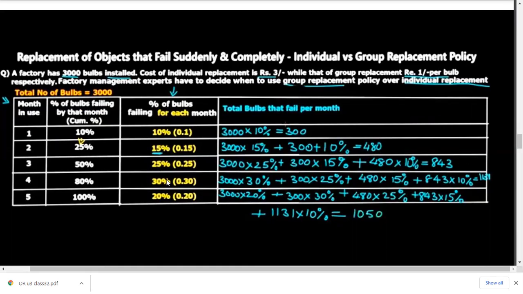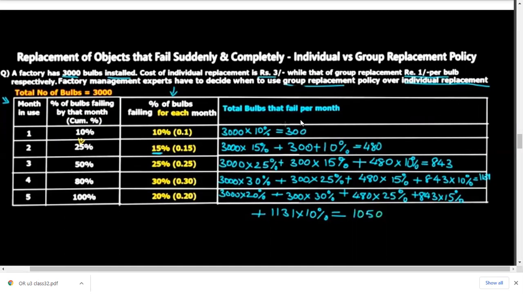If we take this 30% and then take 25%, 15%, 10%, okay, 3000 into 30% plus the values of 3 months, 300, 480, 843. So 300 into 25%, 480 into 15%, and 843 into 10%. In the same way, 3000 into 20%, and we have 4 months. Okay, we will go like that.